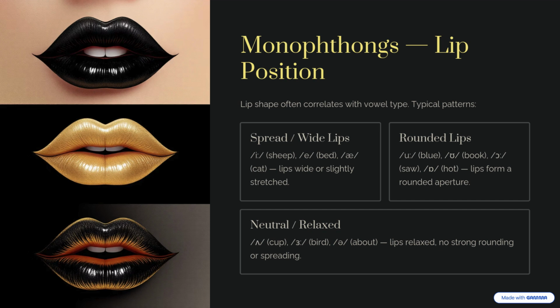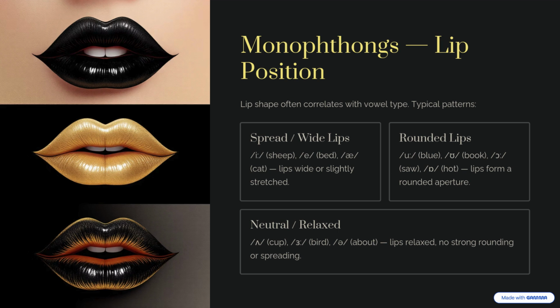Another important factor in producing vowels is lip position. First, we have spread or wide lips. These occur when the lips stretch slightly outward. Examples include I, in sheep, E, in bed, A, in cat. You can try saying these words while looking in a mirror. Notice how your lips stretch slightly.